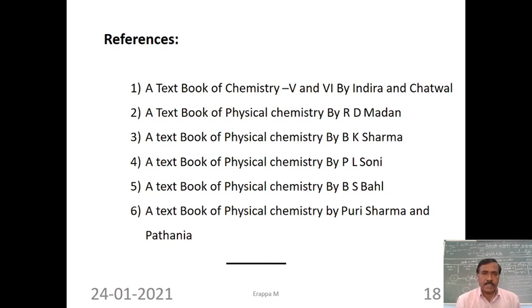For this session, I have given some reference books as given below. So this is the end of session number 10, that is Electrochemistry 1. Thank you.